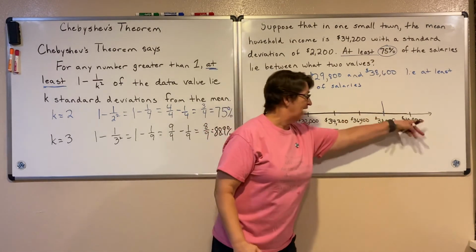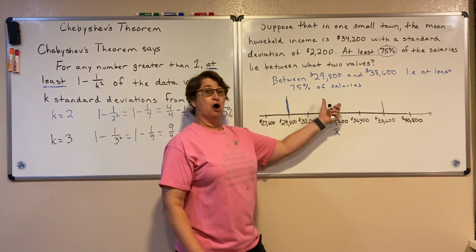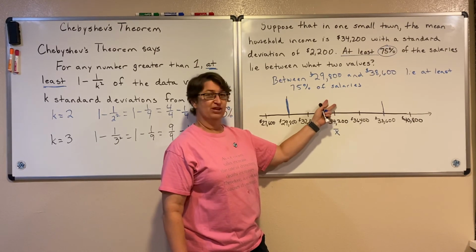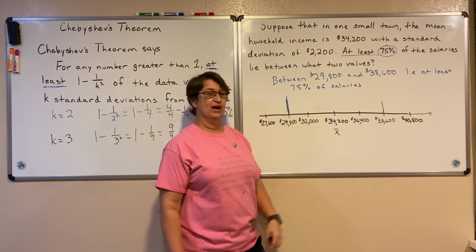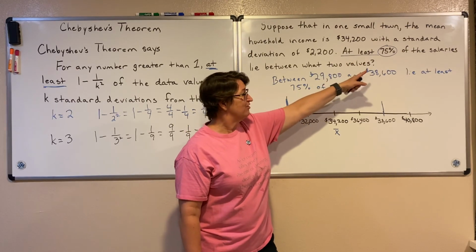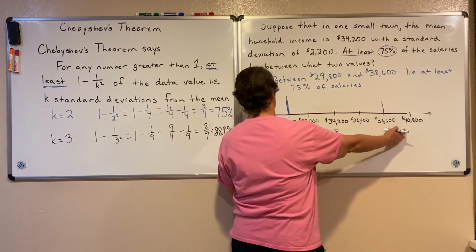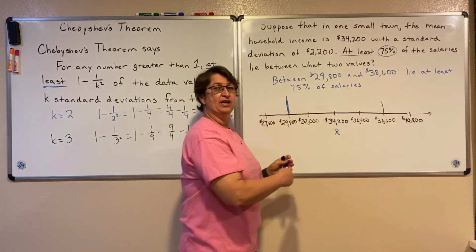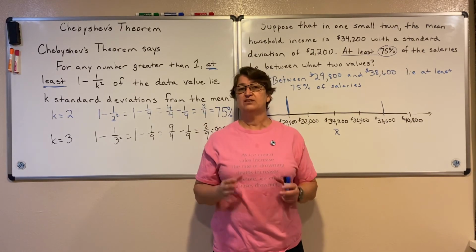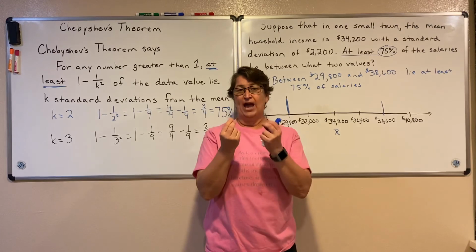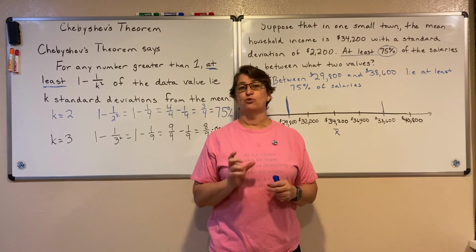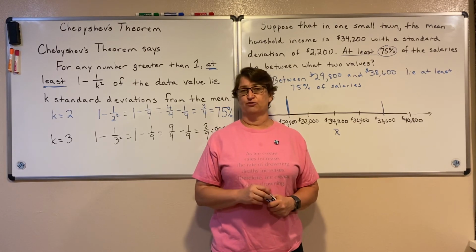Some of them may be a little higher, some of them may be a little lower. Heck, all 100% of them could be in here. We just know that at least 75% of our data will be between those two values. If the question asks at least 88.9% of the salaries, then we would say it's between 27,600 and 40,800. So Chebyshev's is really powerful because it tells us if we have our mean and we have our standard deviation, we can find out at least how much of our data falls within those standard deviations from the mean.